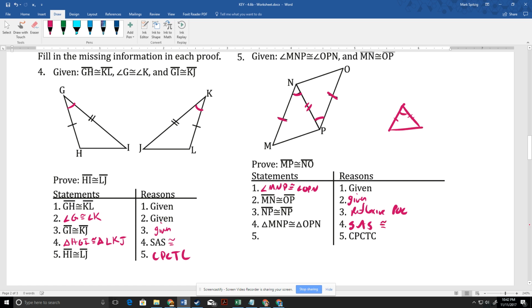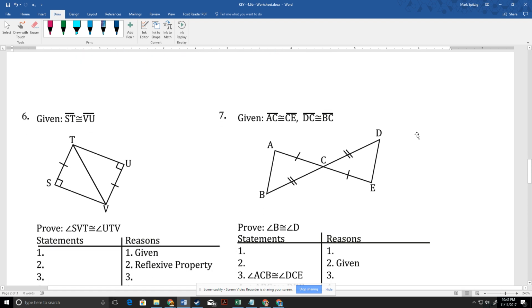And then finally, it says CPCTC, so I know that I'm looking at one of the remaining corresponding parts, and so what part is it looking for? Oh, we're trying to prove this right here. So that must be it. We're trying to look for these corresponding sides that are congruent in this case. And so there we go. All right.